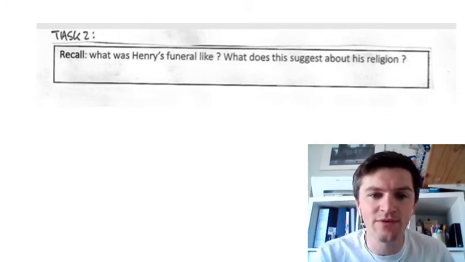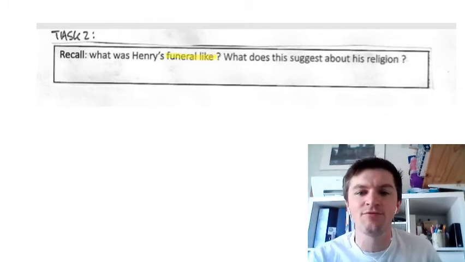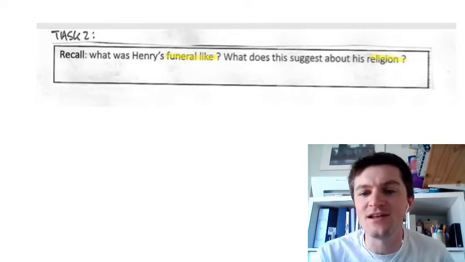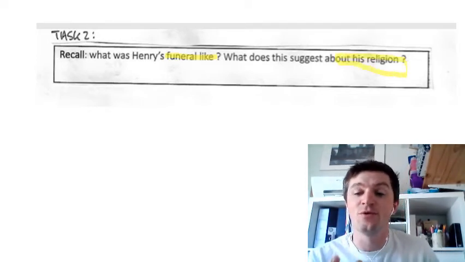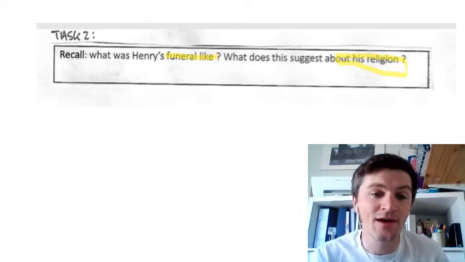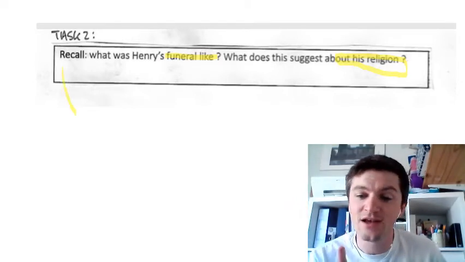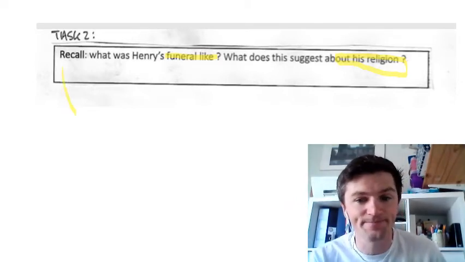Now what I want you to think about is what was his funeral like? So when he died, what was his funeral like? And then what does that suggest about his religious views? What does that suggest about his view on religion? Okay, so if you can't remember, again, go online, do some research. But it was in the book and we did talk about it in class.